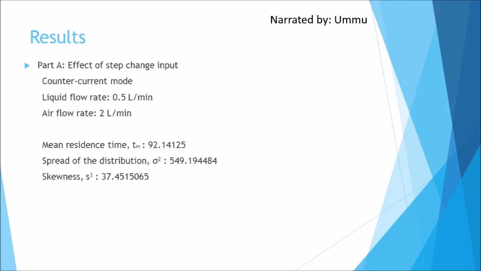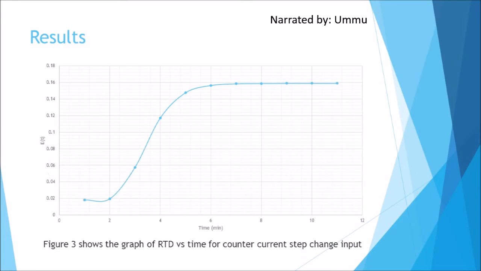These are the data obtained from operating the equipment in counter-current mode with step change input. Mean residence time, spread of distribution, and skewness are calculated from experimental data and will be explained in the discussion section. This figure shows the graph of residence time distribution versus time for counter-current step change input.